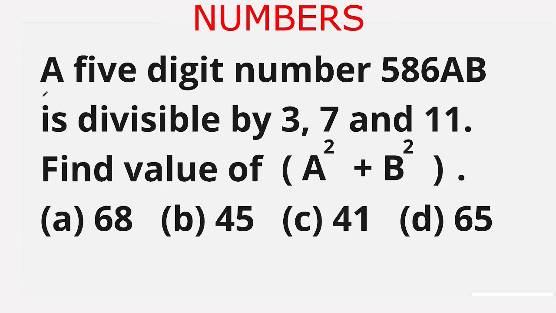Our question is, a 5-digit number 586AB is divisible by 3, 7 and 11. Find the value of A square plus B square. The given options are option A 68, option B 45, option C 41, option D 65.